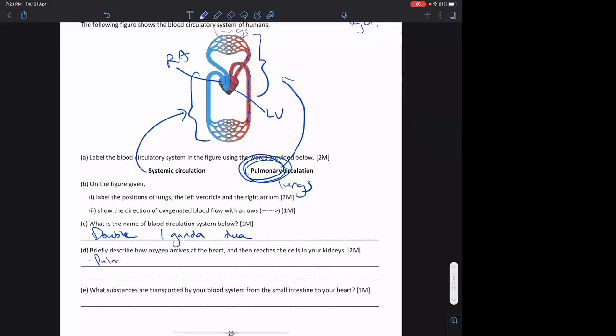This is your pulmonary vein. Because it's returning from the lungs, right? For lungs, you always use the word pulmonary. And when it's entering the heart, it's called a vein. Pulmonary vein. All right, and then how do they go to your kidney? They will be pumped out from the aorta to the kidney. So the key word here is aorta. Pulmonary vein is 1 mark. Aorta is 1 mark. Basically they're asking you for this and this.